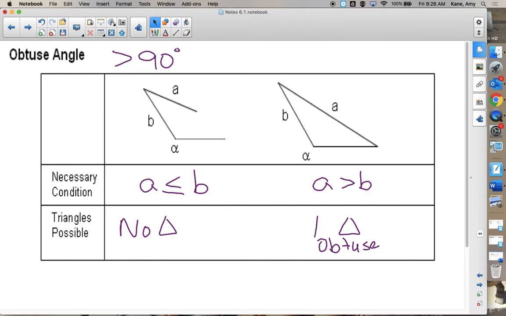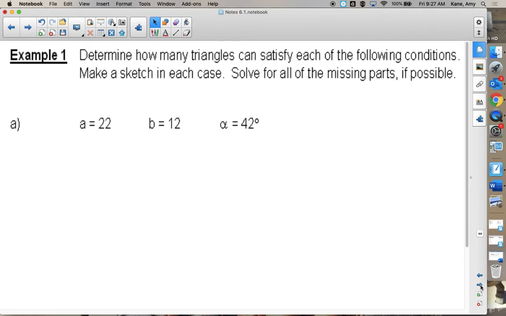I don't want you to actually solve for anything. I just want you to determine how many triangles exist. Draw yourself a little diagram so you have a picture shown. I think it says to do that as well. So determine how many triangles satisfy each of the following. Make a sketch. It does say solve for the missing parts, but we're not going to do that yet. Let's just decide how many triangles exist based off of your given information.